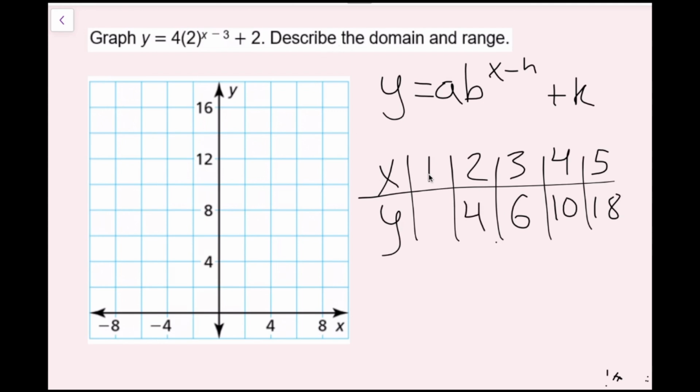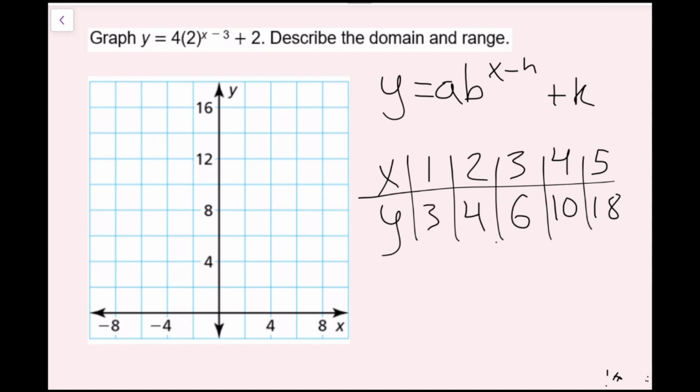And then I'll plug in 1. So 1 minus 3 is negative 2. 2 to the power of negative 2, well, that's 1 over 2 squared, which is 1 over 4. 1/4 times 4 is 1. 1 plus 2 is going to be 3. All right, so now I have my table.